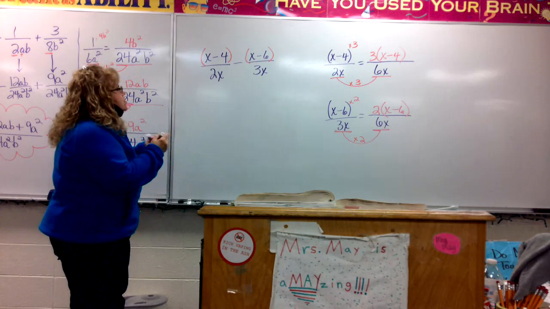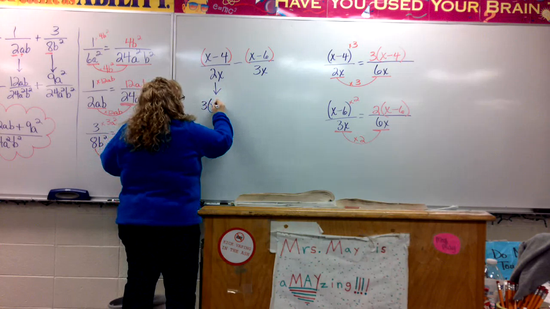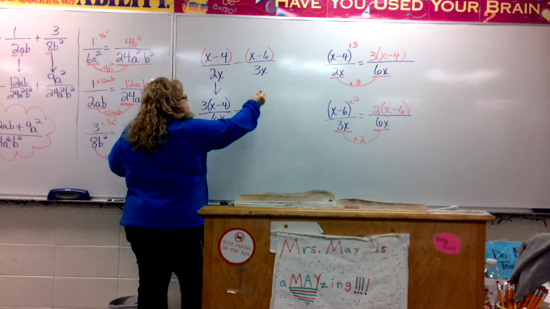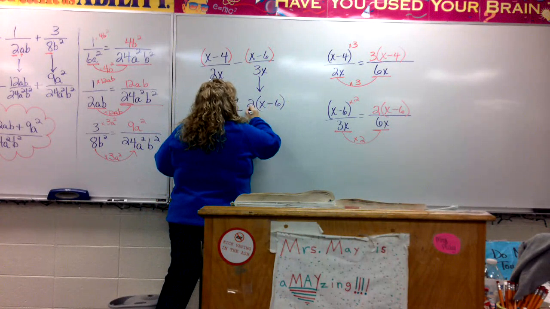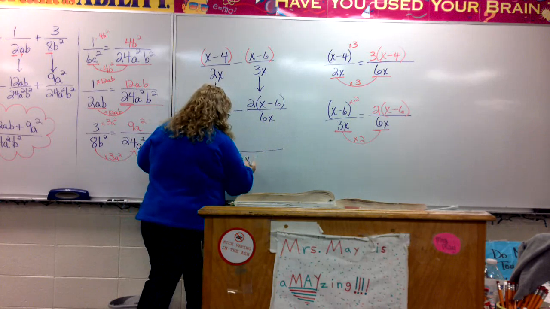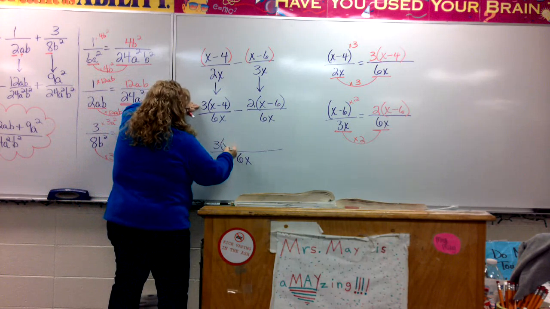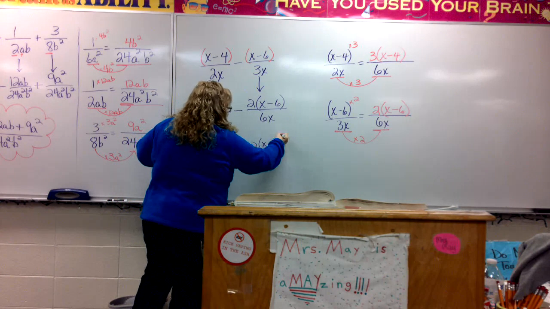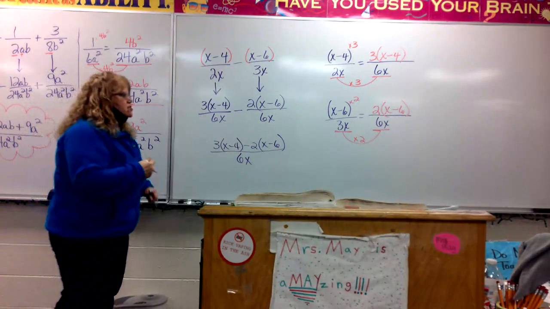Let's replace this thing with 3x minus 4 over 6x. And this one, 2x minus 6 over 6x. And if I had my way, I would ask you to leave it like this to start with. Minus 2x minus 6. Once you have it written like that, then I would ask you to distribute.